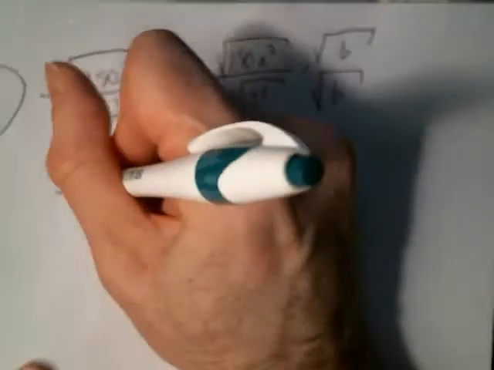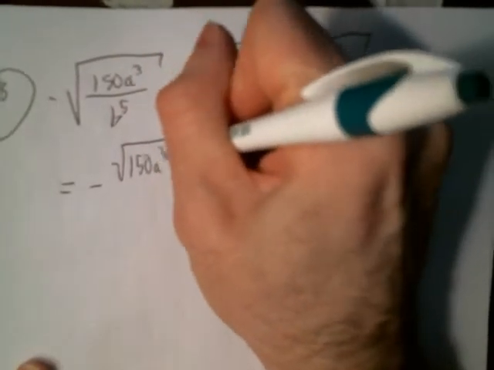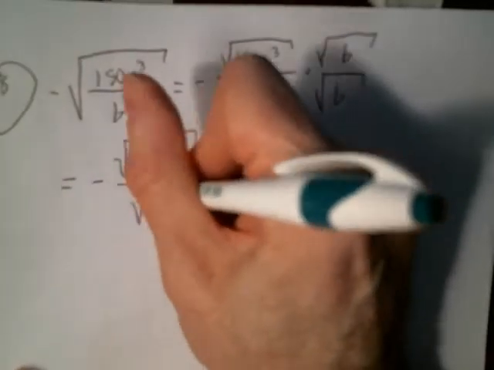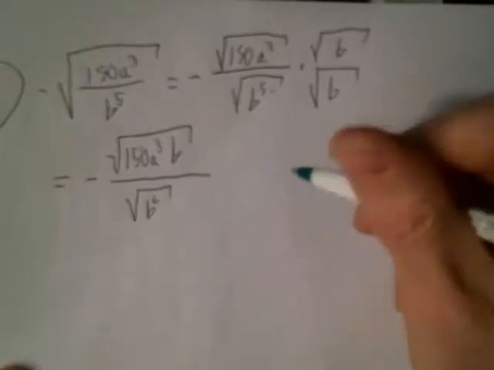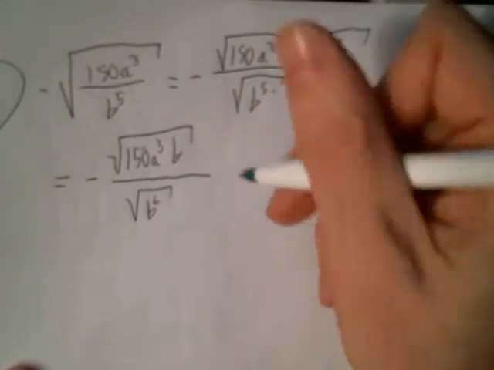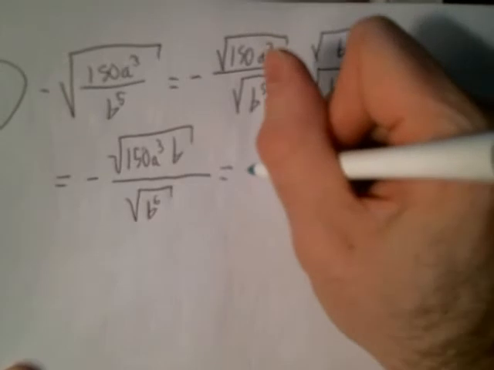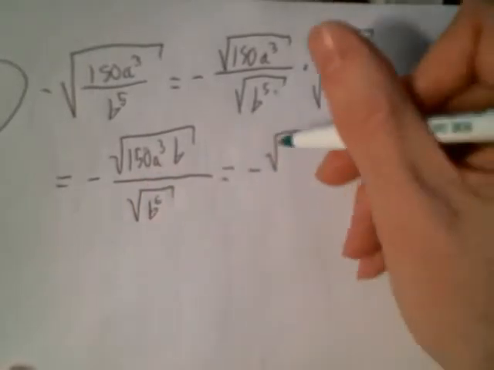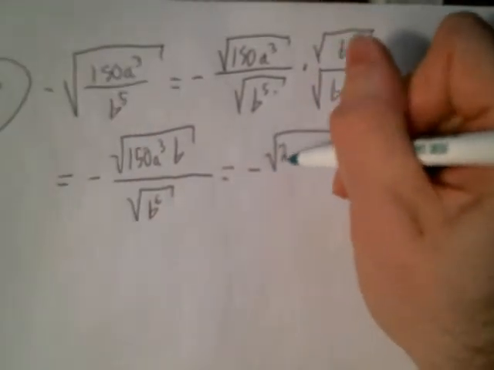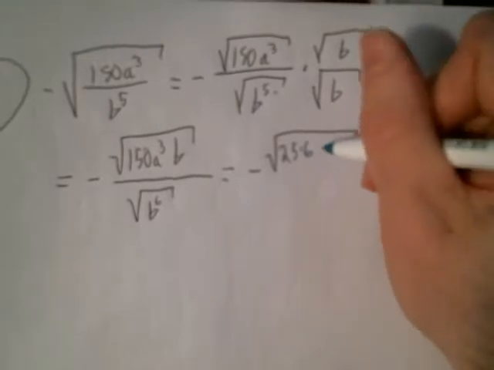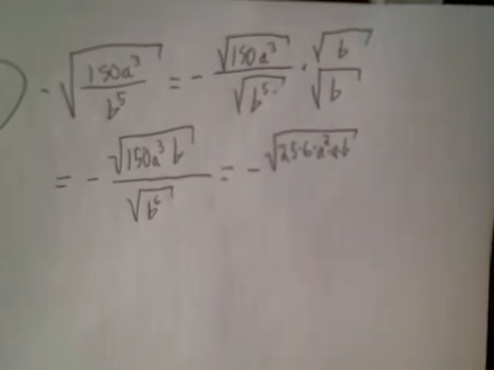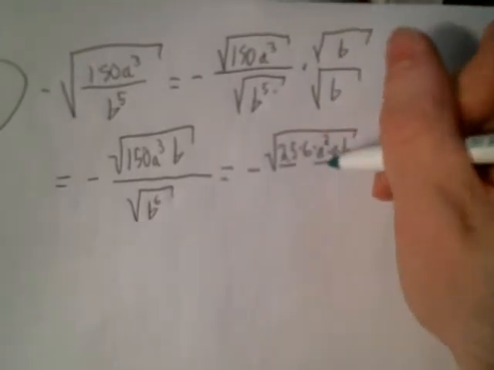So this guy will be negative square root of 150 a cubed b. And then downstairs, I'll have the square root of b to the 6, which is a perfect square. I'm also going to start thinking about pulling perfect squares out of the numerator. 150 is the same as 25 times 6. And then a cubed is the same as a squared times a. And then we have a b. In other words, I can factor out this and this.